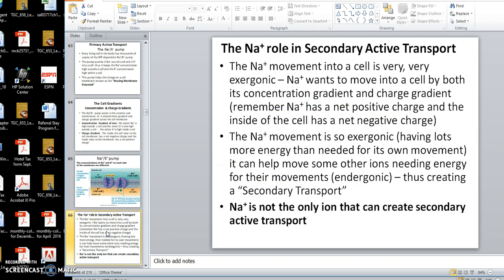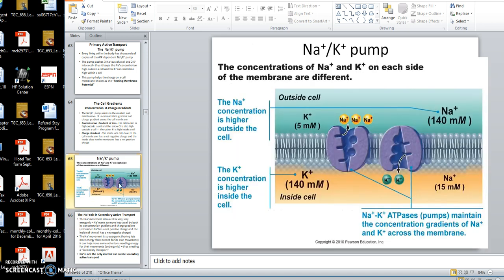Now, because of this, sodium is high on the outside and potassium is high on the inside. I want to draw your attention to the fact that sodium on the outside is positive. Okay? The inside of the cell is negative. So sodium would like to come from its positive side to the negative. Sodium is also high outside and low inside. So sodium has a very hard driving force, because its concentration gradient says go in, and the charge gradient also does, since the inside is more negative.